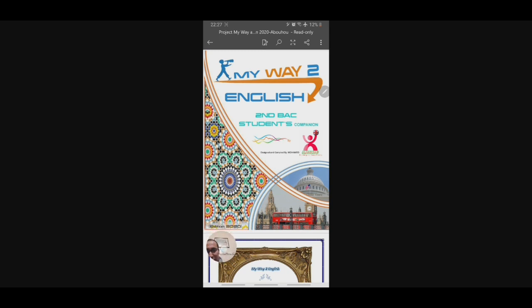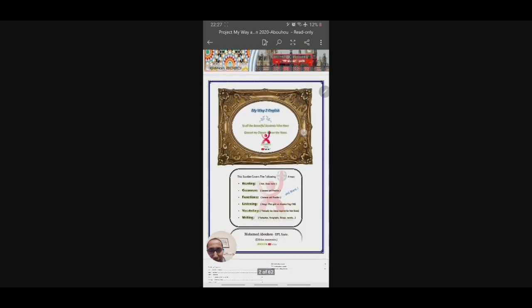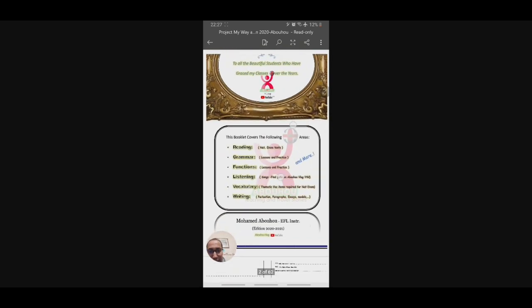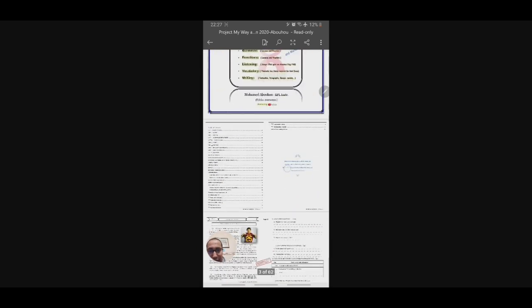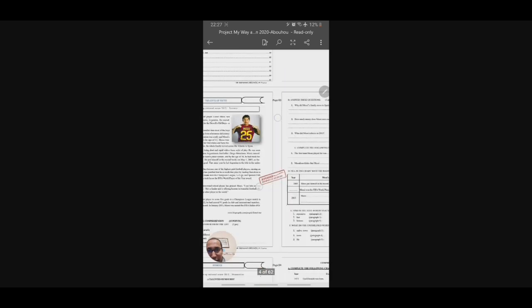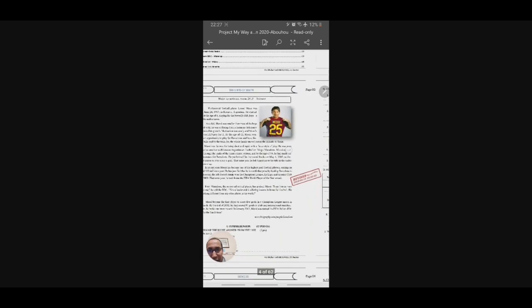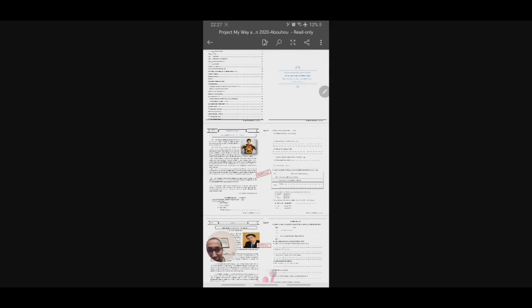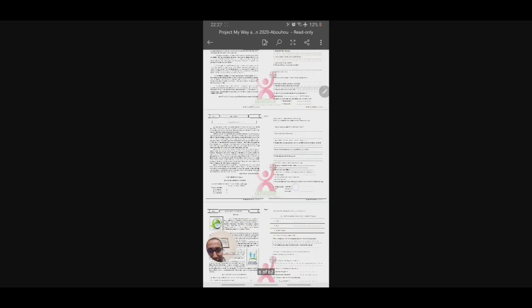So My Way to English has lots of exercises. It's very useful for second baccalaureate students, especially at this period in which we all have to stay home and revise. I've made some modifications to it, and so we have texts. All the texts are from the second baccalaureate national exams, and all the questions are like this.